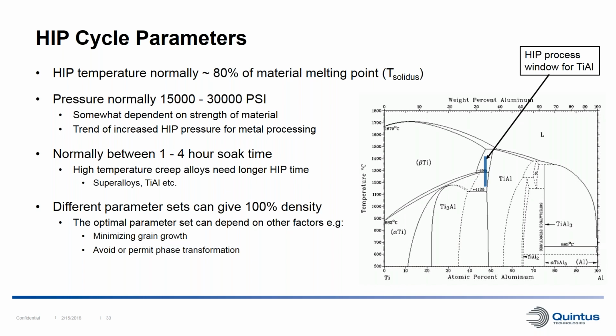You can also, for example, want to avoid or even permit a phase transformation to happen, so you would adjust your HIP temperature according to that.